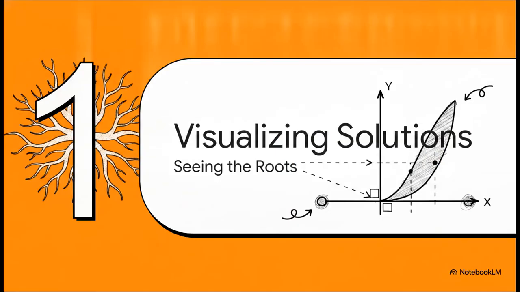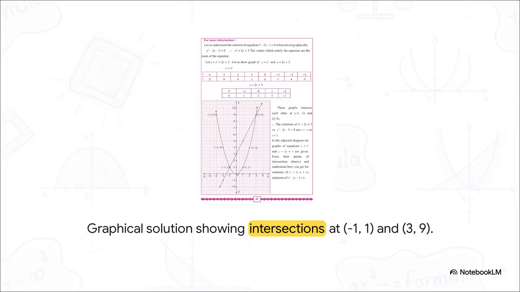Section 1. Visualizing solutions, seeing the roots. Now, before we jump into doing any manual calculations, let us just take a moment to see what a solution actually looks like on a graph. Observe carefully how the U-shaped parabola, that is our y equals x squared, and the straight line for y equals 2x plus 3 intersect. If you look closely at the grid there, you will notice they meet exactly at the coordinates -1, 1, and 3, 9.